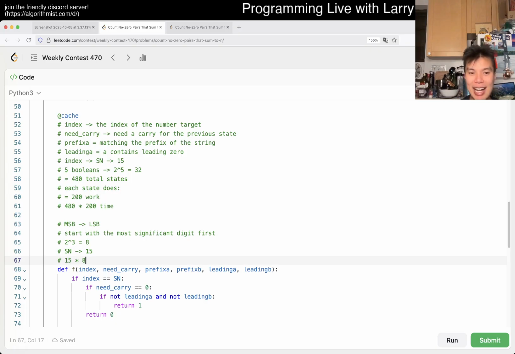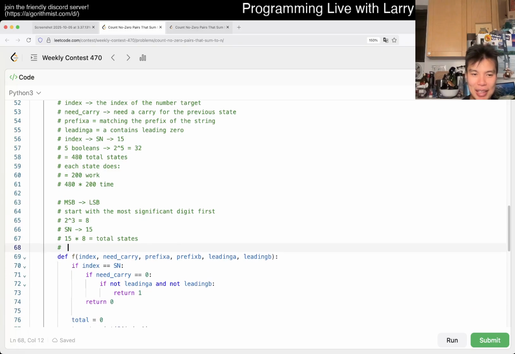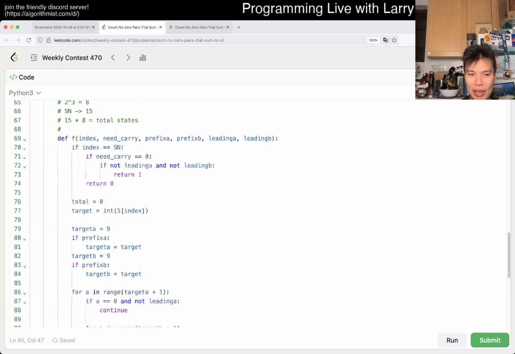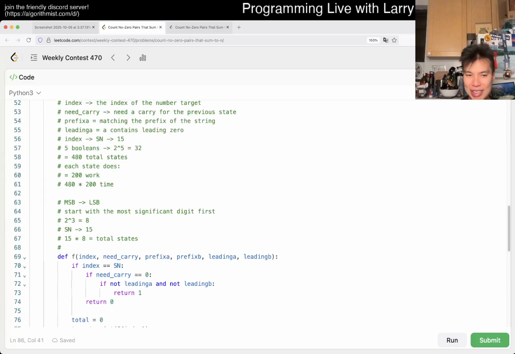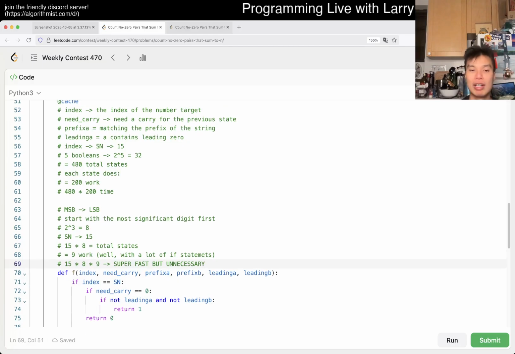So you go to this, and in my inner loops, I just didn't have the 4B loop or the new carry loop. So I only had a 4A loop, and then I tried to do a lot of if statement math, which I could not get right. As a result, I only do 9 work, well, with a lot of if statements. But as a result, like 15 times 8 times 9 is super fast, but unnecessary, right? Because I end up taking an hour and 13 minutes. So that's basically where I went wrong.